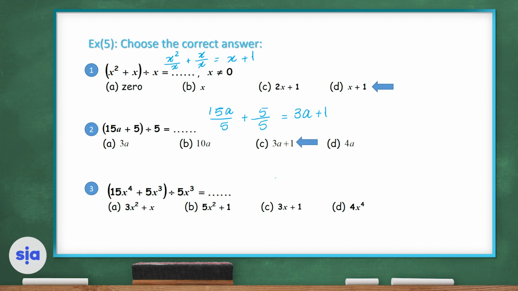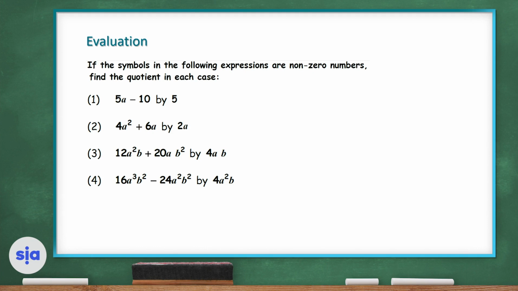Question 3, same thing, same way, 15x power 4 over 5x power 3 plus 5x power 3 over 5x power 3. So in here, 15 over 5 is 3, x power 4 over x power 3 is x, plus 5x power 3 over 5x power 3 is 1. So the right answer for question 3 is choice C. Let's now move on to the evaluation part. If the symbols in the following expressions are non-zero numbers, find the quotient in each case. Let's answer question 1 together.